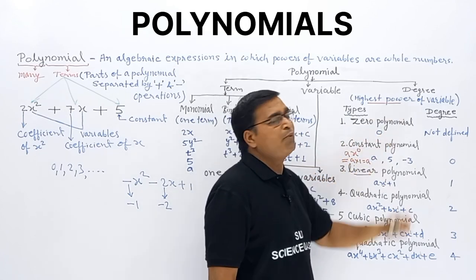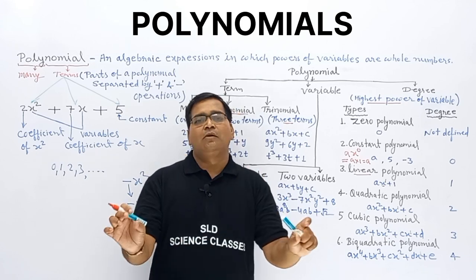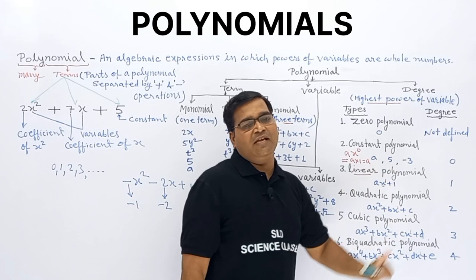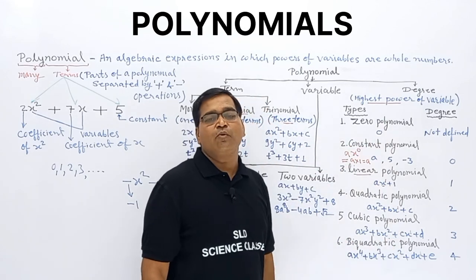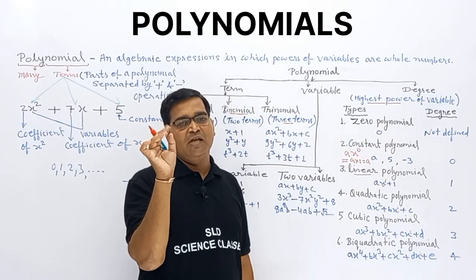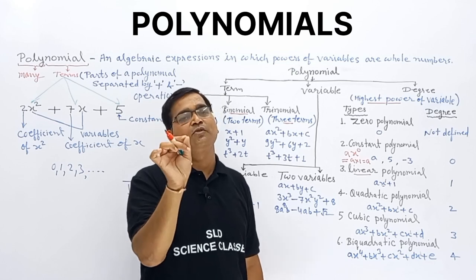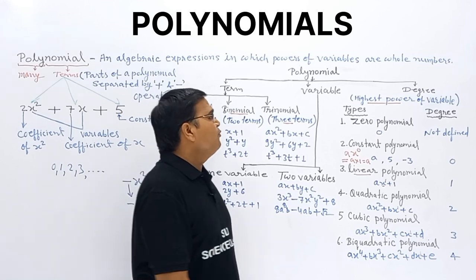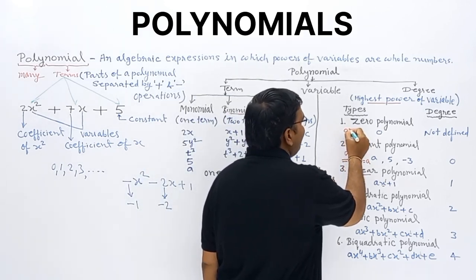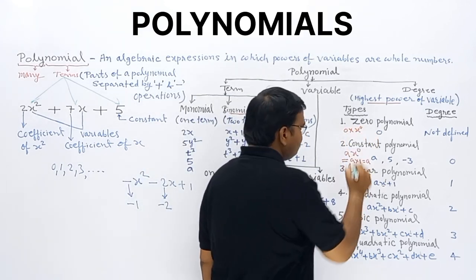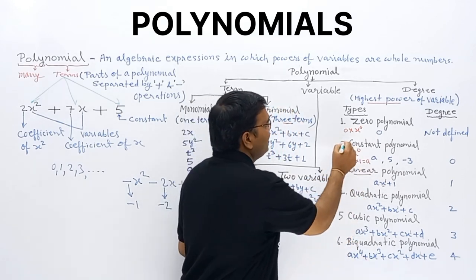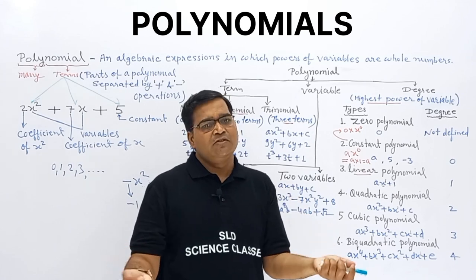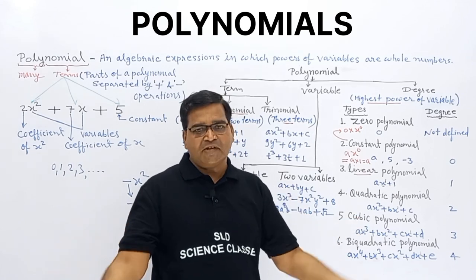Now one is the zero polynomial. 0 is what? A constant polynomial. In the constant polynomials, 0 is there. The zero polynomial is what? Only 0. This 0 is a constant polynomial. Observe, 0 is a constant, no doubt, 0 is a number and 0 is a constant polynomial.